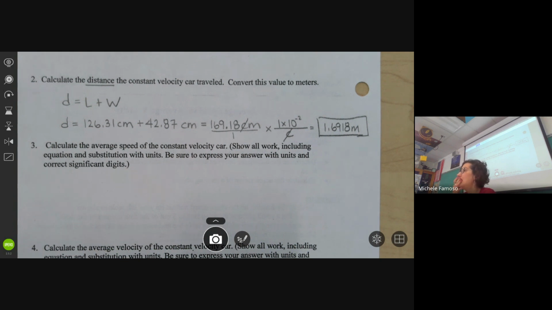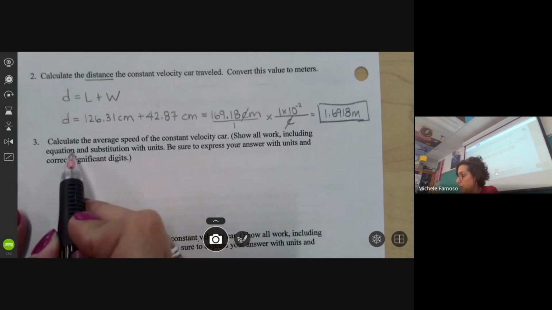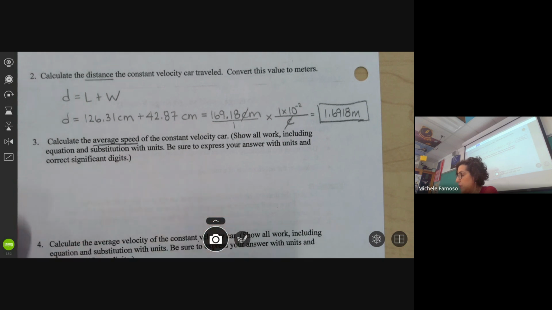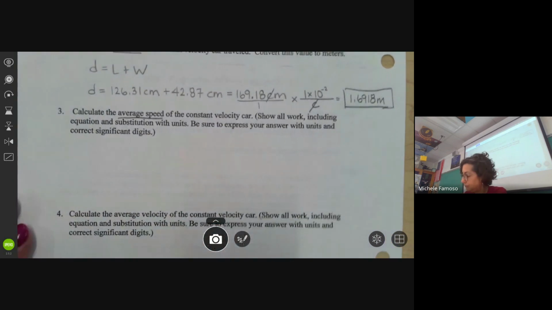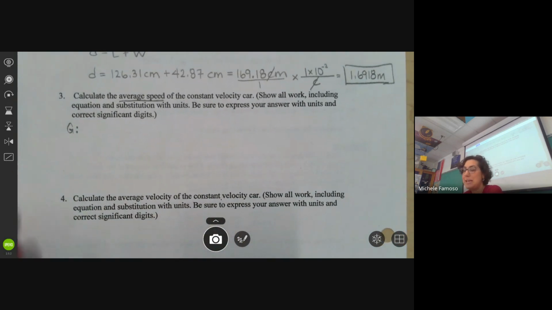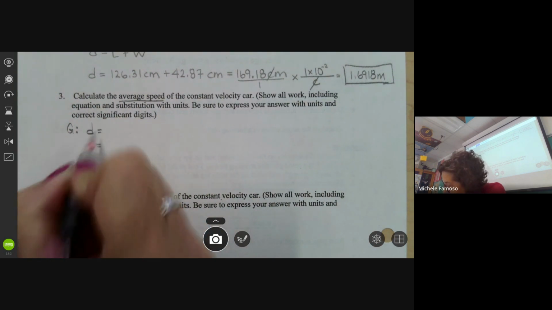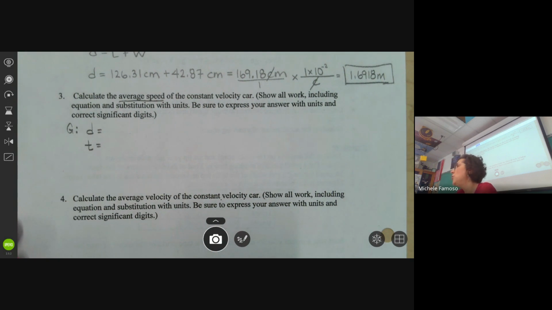Are we good? Can we go on? All right, number 3. Now we're going to do guess method. I want you now to calculate the average speed of this constant velocity car. What things do you need in order to calculate an average speed? What 2 things do you need, Anson? You need a distance and a time. Where are you going to get your distance from?